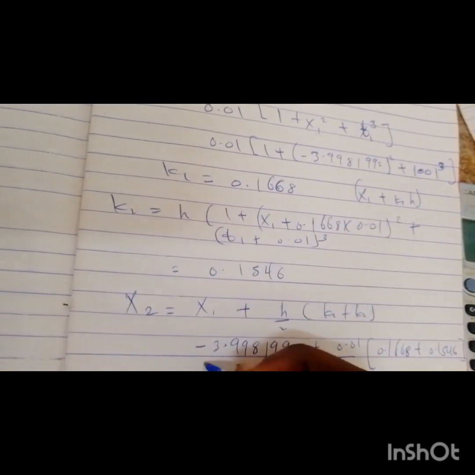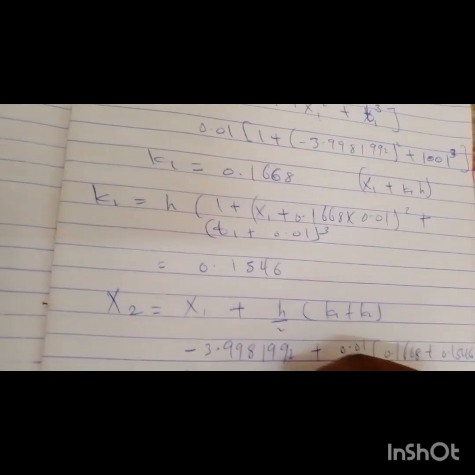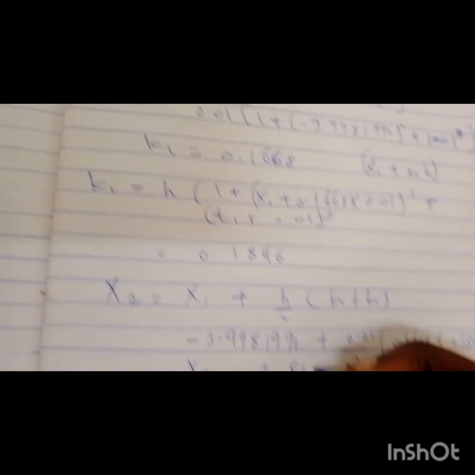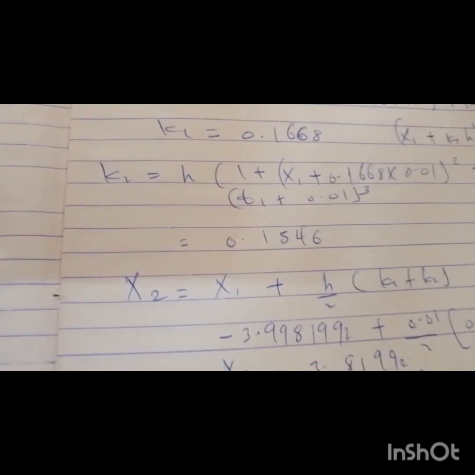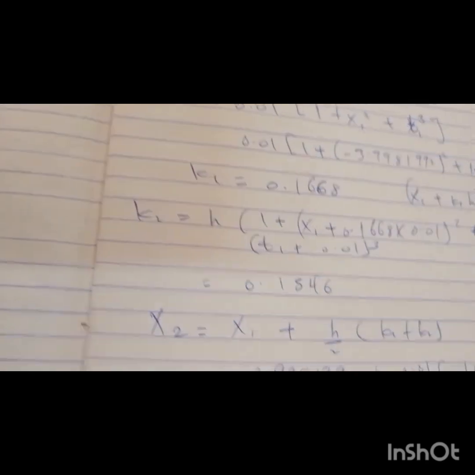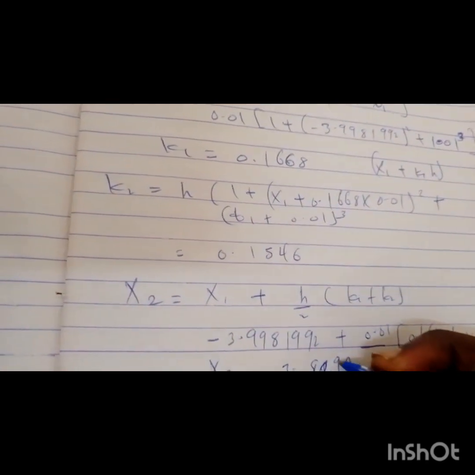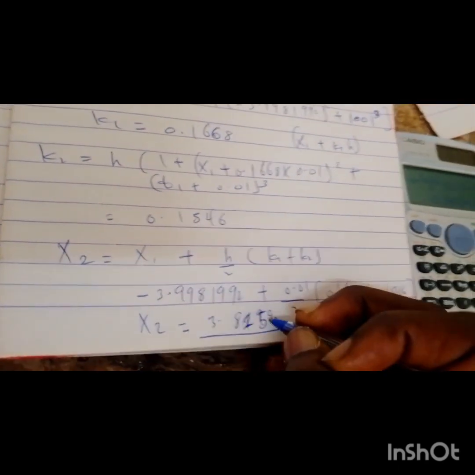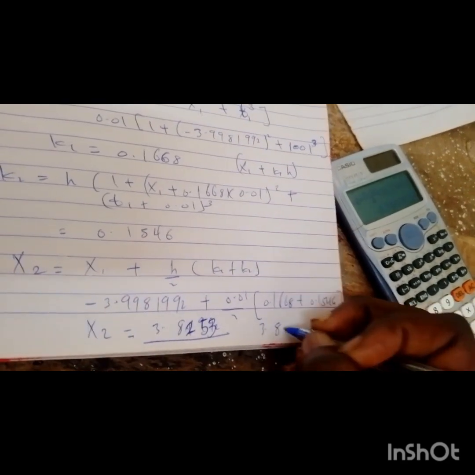Then you have your x2 value, which would now be 3.81992, something like this. I'm sorry, it's 253, so that's your 3.8253. That's all for it.